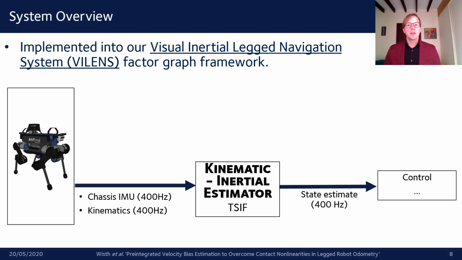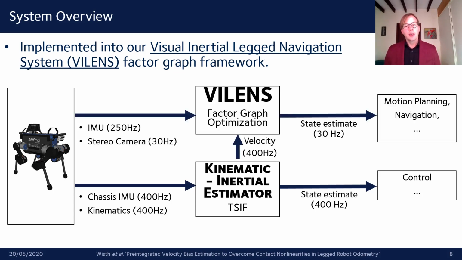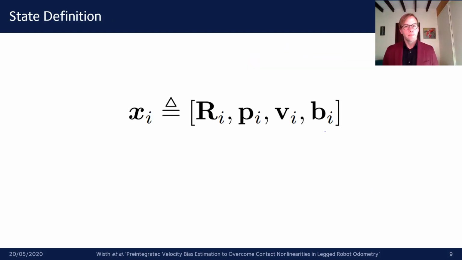On the ANYmal robot, there is an existing kinematic inertial estimator that provides high-frequency state estimates to the controller. However, these state estimates suffer from drift. We augment this state estimation framework with a factor graph optimization that takes inputs from a separate IMU and stereo camera and produces lower frequency, lower drift state estimates.